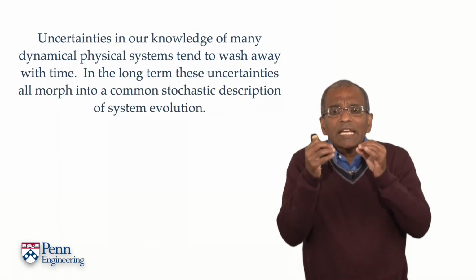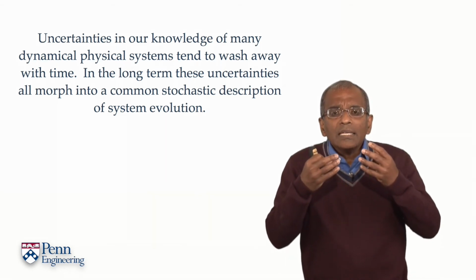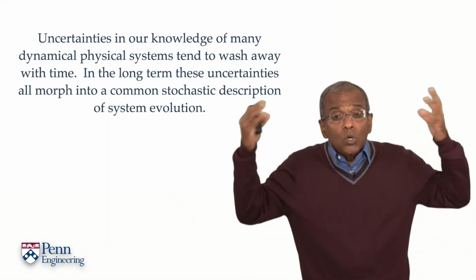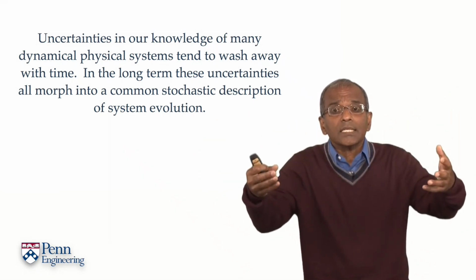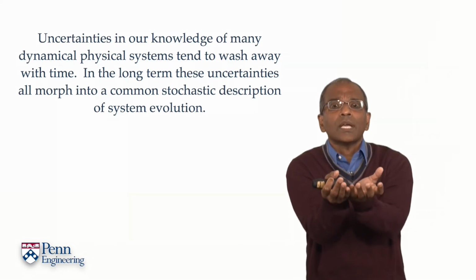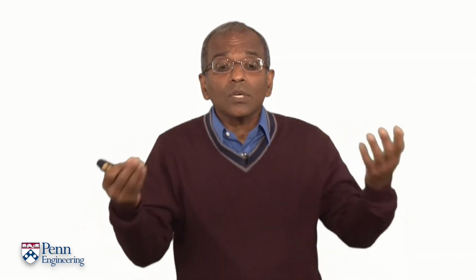Uncertainties in our knowledge of many dynamical physical systems tend to wash away as the systems evolve. In the long term, all these uncertainties morph into a common stochastic description of how the system is evolving. And thus, regardless of the initial speeds that we impart and the variation in individual speeds from individual to individual, at the end of the day, the result of the toss of the coin is a fair coin. It is unpredictable. About half the time one gets a heads, and about half the time one gets a tail.